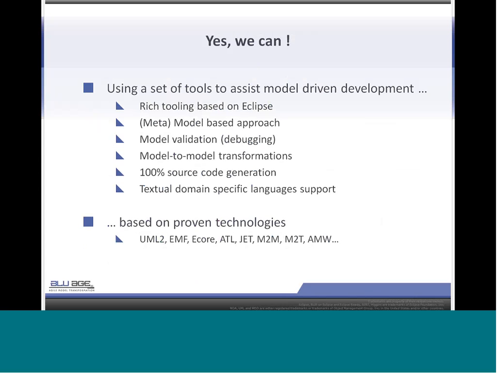We can do it because we have a set of tools to assist model-driven development with rich tooling based on Eclipse, the integration platform, and using the meta-modeling approach that can offer tools to validate, interpret, transform, and manipulate models based on transformation technologies and frameworks. The model-to-model transformation, but also the model-to-code transformation based on template generation. And using this set of tools, we can generate 100% of the source code.